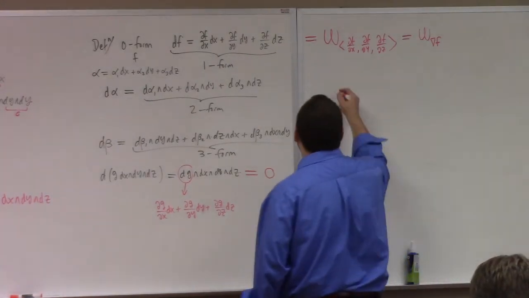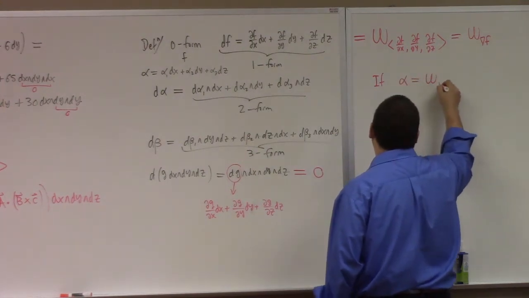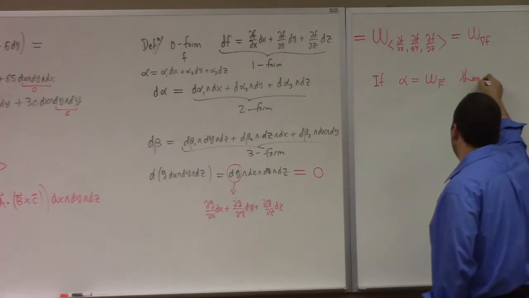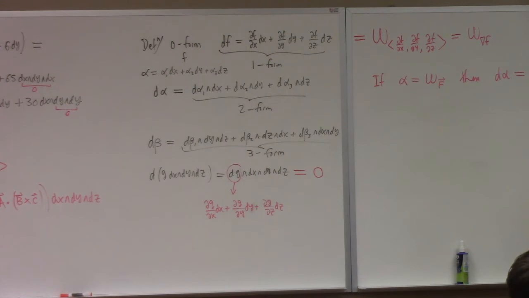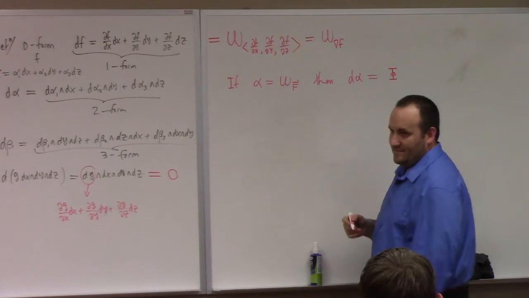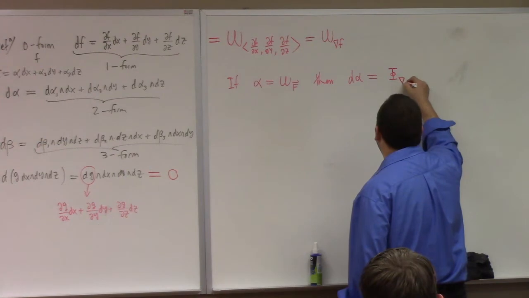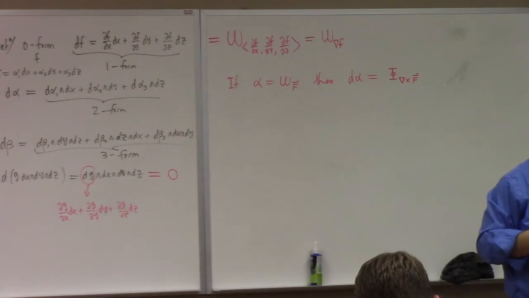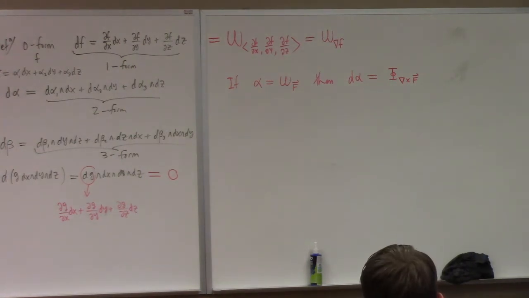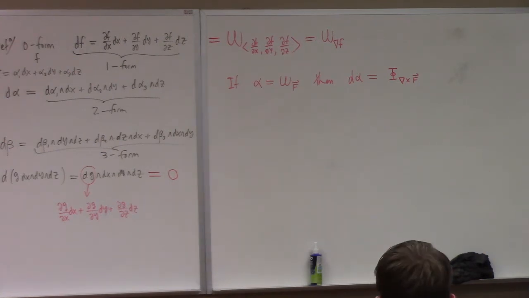Now this one, if your alpha is equal to, say, the work form of a vector field F, then d alpha is equal to, well, it's a flux form because it's a 2 form, right? Homework exercise, you guys can show it. This is the flux form of the curl of F. So the exterior derivative of a 1 form is like taking the curl of a vector field.